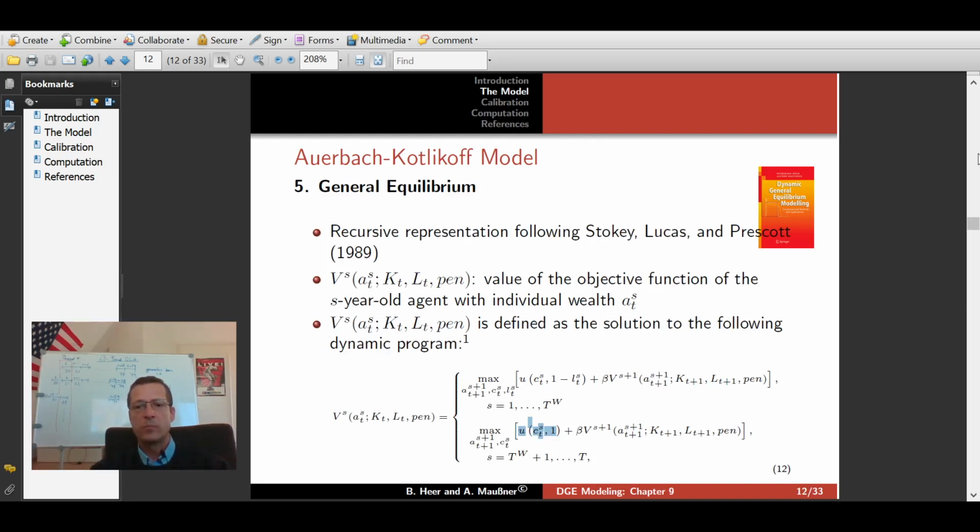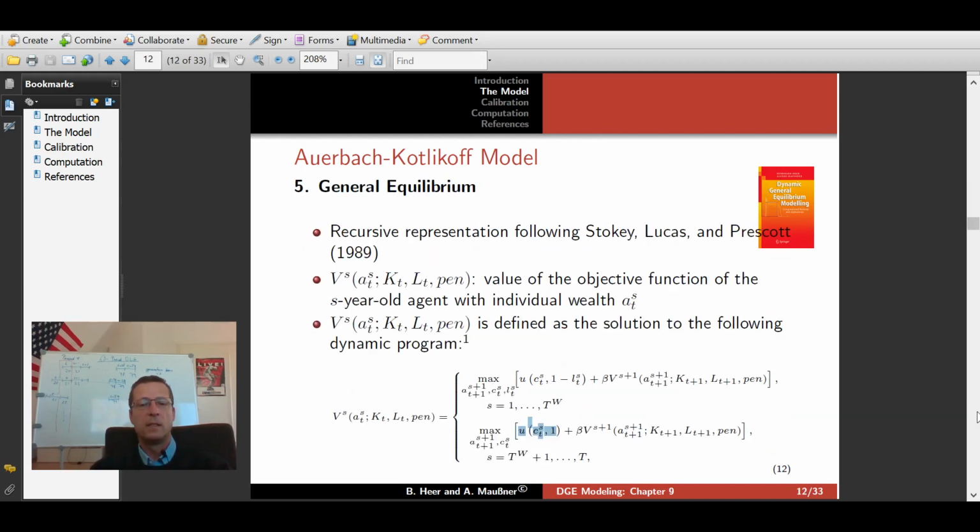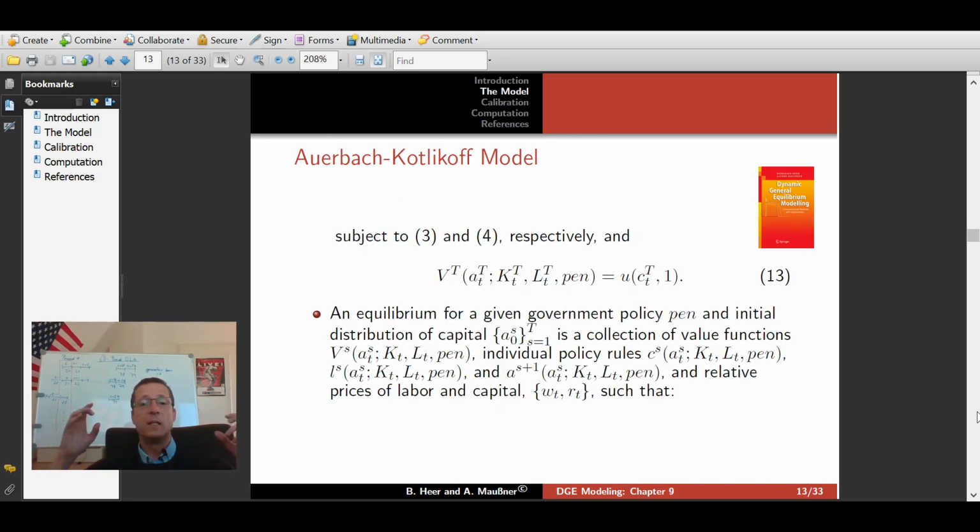Now the consumer's dynamic program, as shown by Stokey, Lucas, and Prescott in their famous book, is given by the same solution that we derive from solving the first order conditions of the household. So there are 2 equivalent ways to solve this model. One is using the first order conditions 5 and 6, and the other one is using the value function, the dynamic program problem in equations 12 and 13. They will imply exactly the same solution in our case.